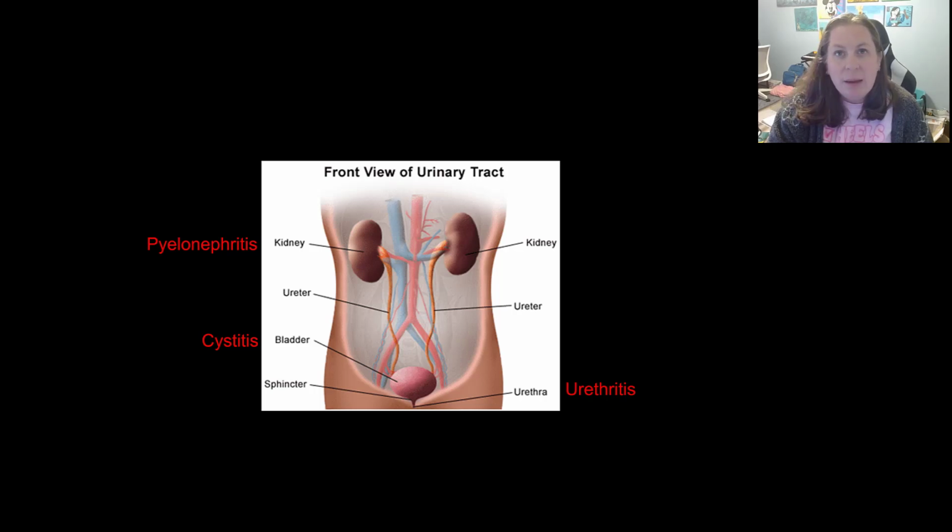So if you look, these are types of inflammation with the itis. So you have urethritis. This is with the urethra being inflamed. You have cystitis, which is the bladder. And you have pyelonephritis, which is the kidneys. And so these are some examples of some areas that could be inflamed due to an infection.